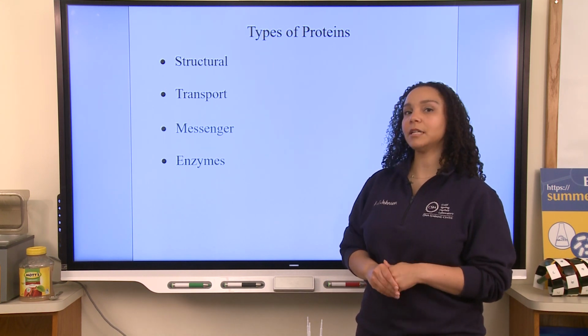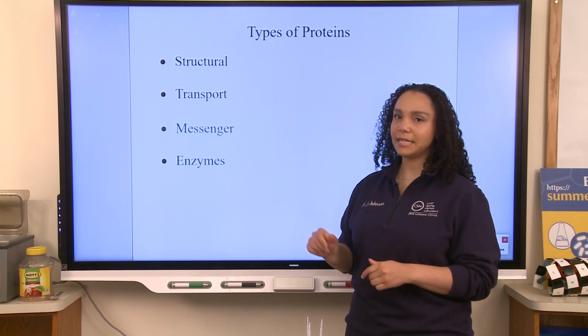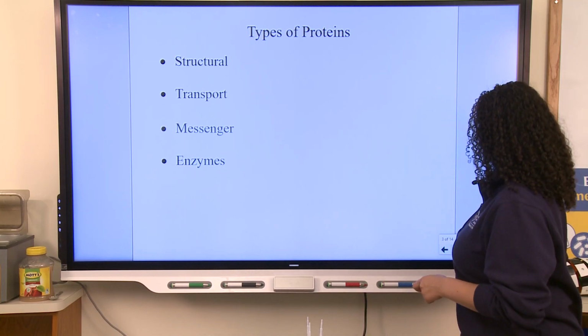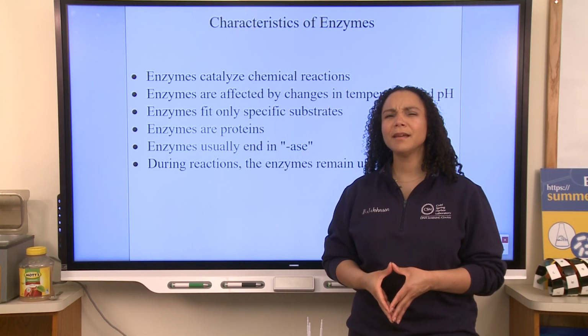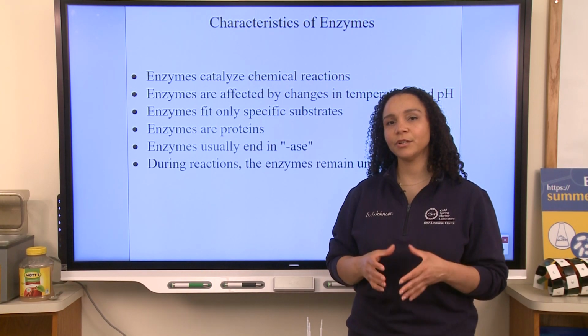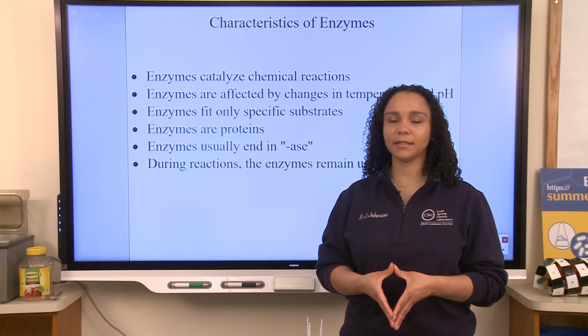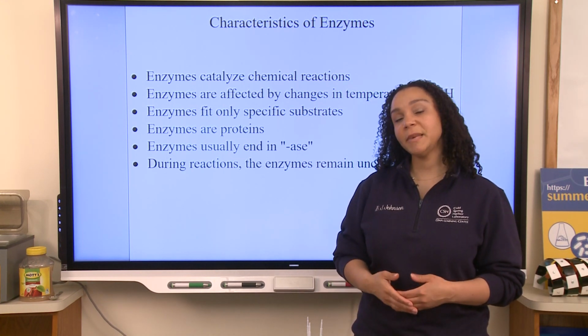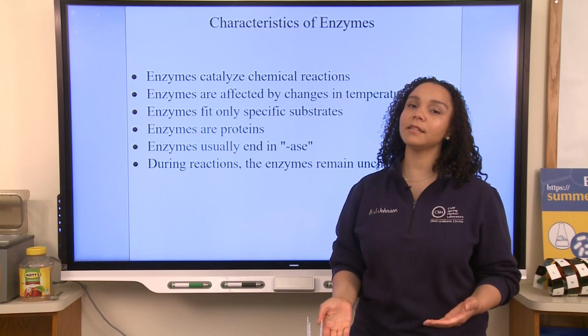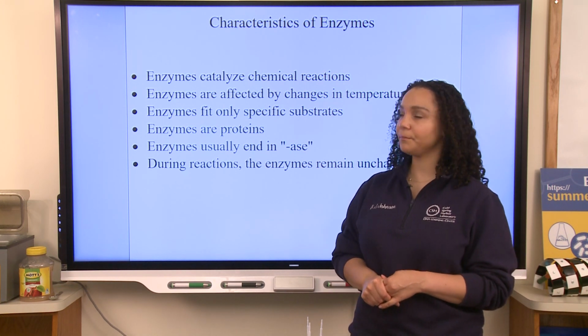And the focus of our discussion today is that of enzymes. Now, enzymes have a number of particular characteristics. An enzyme can catalyze a chemical reaction. Now, what does it mean to catalyze a reaction? To catalyze a reaction means to speed up the rate of the reaction. This is done by lowering the activation energy.